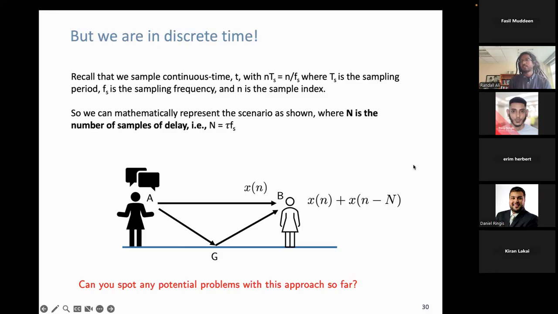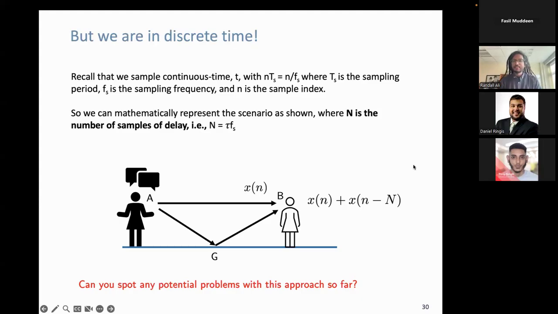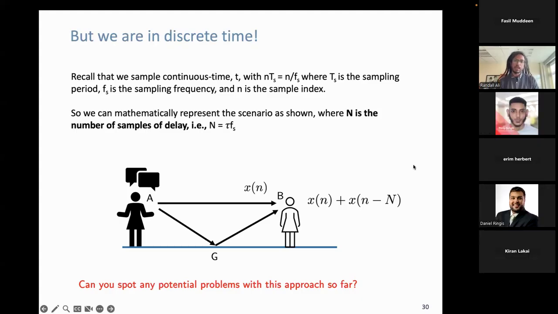I can remain quiet too, right? I could also pick on people. The fact that N needs to be an integer, because we're talking about samples here. Remember, we're converting a delay in time, which is tau, to capital N, which is a delay in samples. So what limitation do you think you have here already?